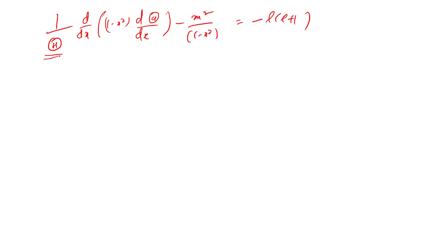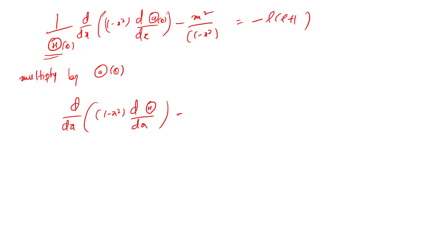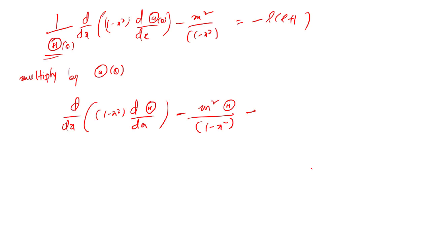Now if I multiply all throughout by theta of theta, then I would have d by dx of 1 minus x squared d theta by dx minus m squared theta by 1 minus x squared plus L into L plus 1 times theta of theta is equal to 0. Right?